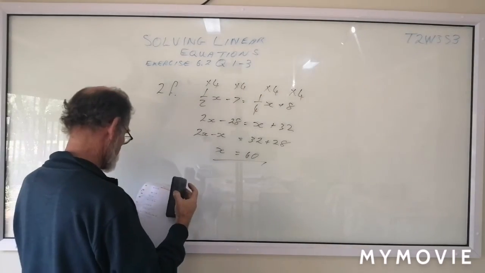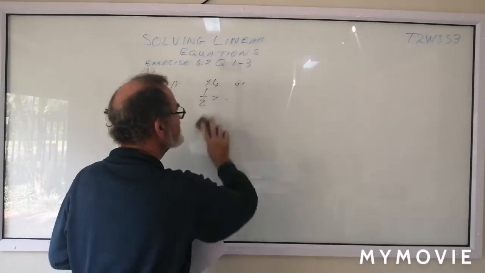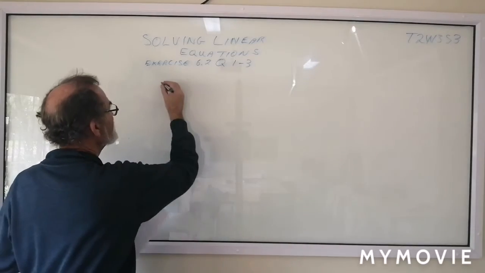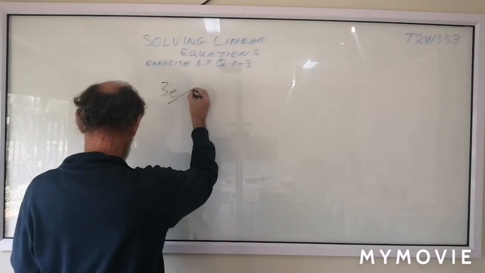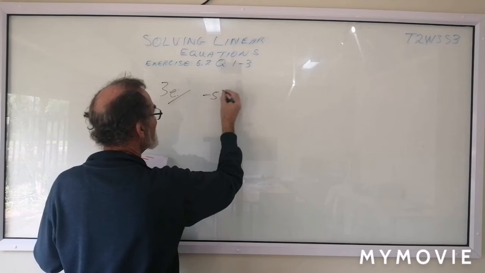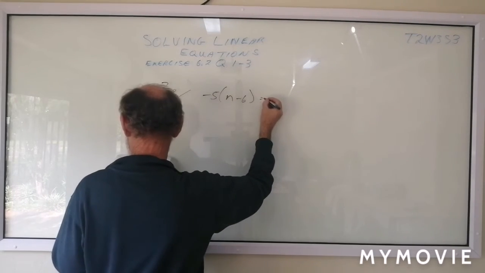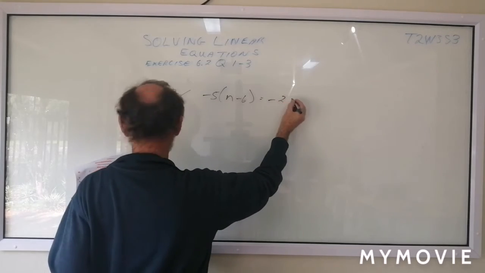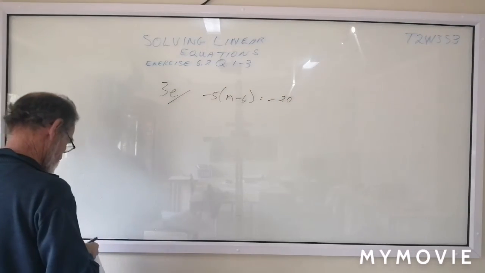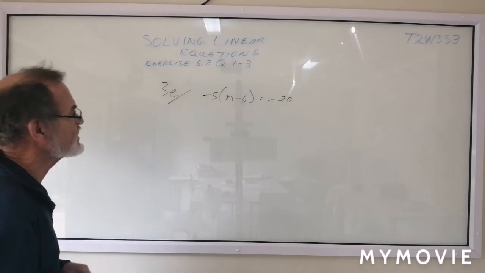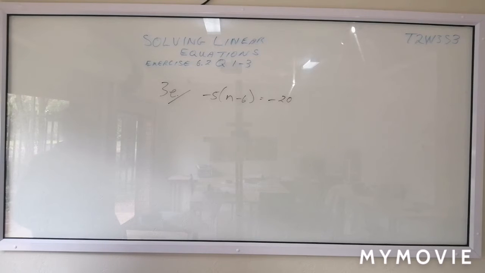Now we move on to question 3. We're going to do 2 examples from question 3, starting with number 3e. Okay, 3e, minus 5 in brackets n minus 6 equals minus 20. So, the only thing extra you have to do here is first multiply out the brackets.